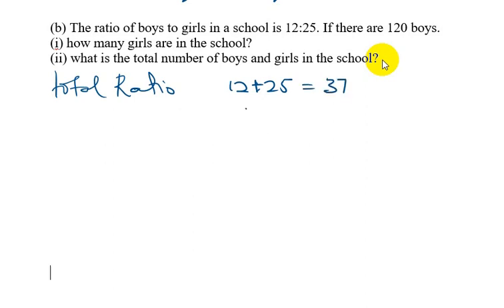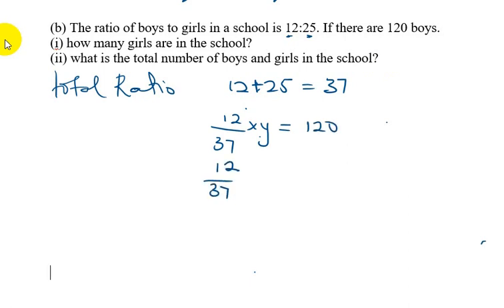And that's going to give us 37. So now that we know that the 12 are for boys and 25 are for girls, we'll pick the boys ratio, and the total ratio is 37 times a certain number, right? Times a certain number, let's say y, gives us the boys number 120. So we are going to get 12 on 37, right? y being equal to 120. Now we want to get y, so we multiply here by 37 and also multiply here by 37. So 37 and 37 will go away.